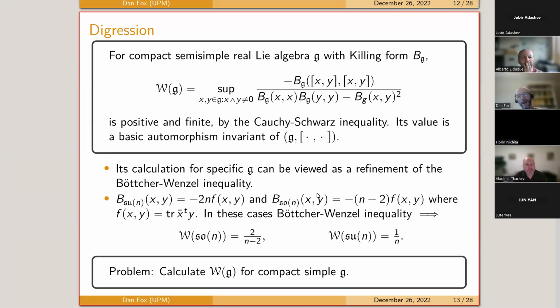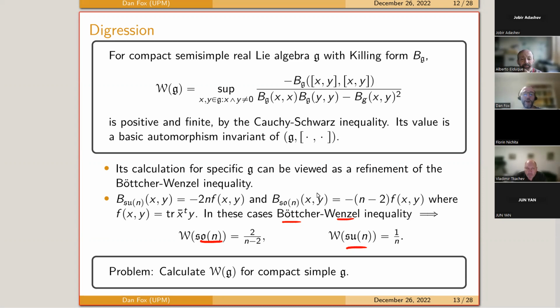a problem. If I think of a compact semi-simple real algebra, this is a digression, with its Killing form, I can look at the supremum of the sectional non-associativities. Here I'm taking the sectional non-associativity of the metric given by the negative Killing form. By the Cauchy-Schwarz inequality, this number exists, it's finite, and its value is a basic automorphism invariant of G. The comment is that at least for SO(n) and SU(n), you can calculate it; it follows from the same Böttcher-Wenzel inequality.